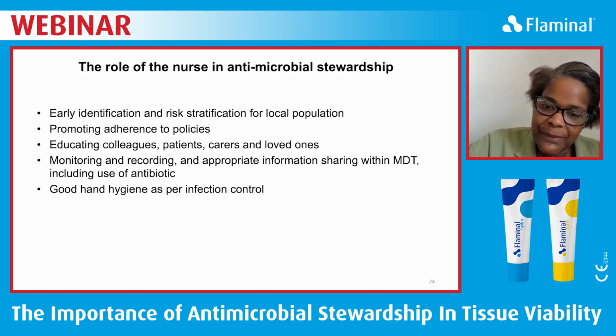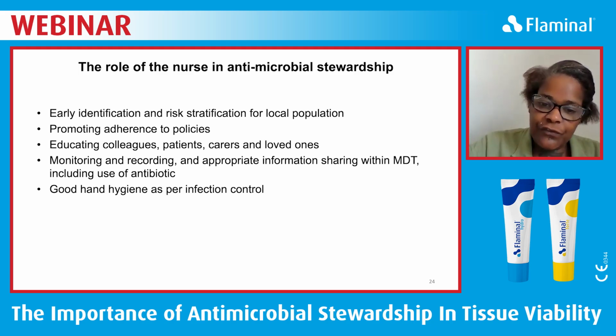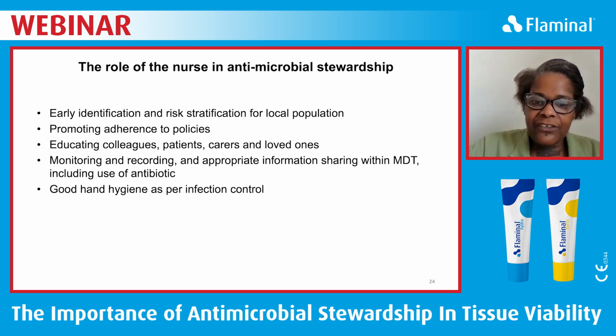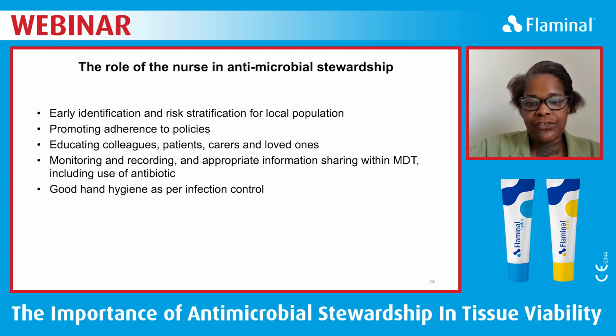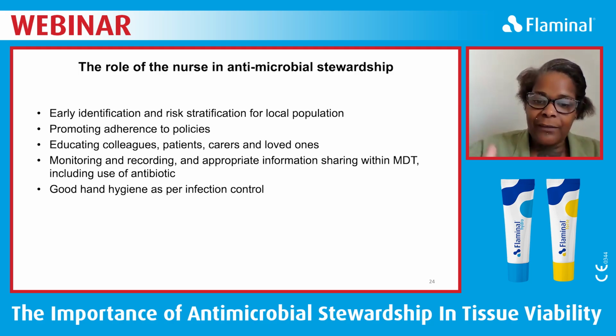Their reduced mobility, there's also reduced food and drink intake. And so it's about early identification of these high-risk group of patients and how we promote systematic pathways to identify our high-risk patients in order to prevent these groups of patients from developing infection.